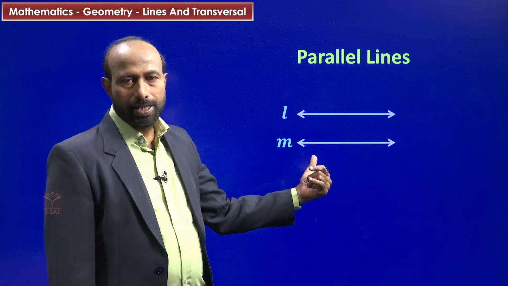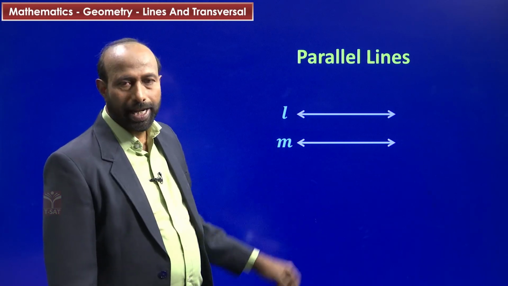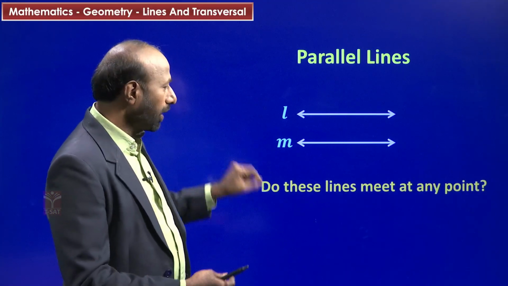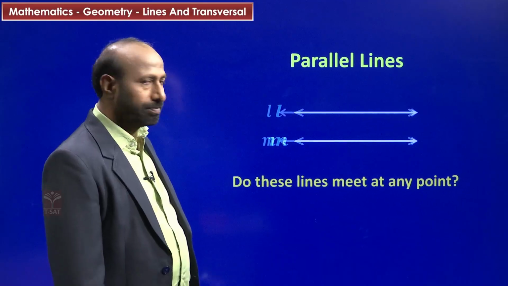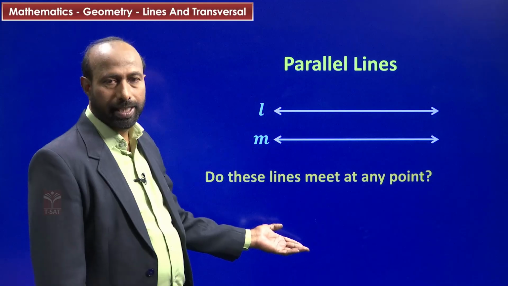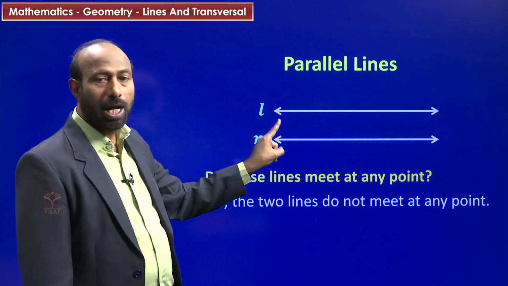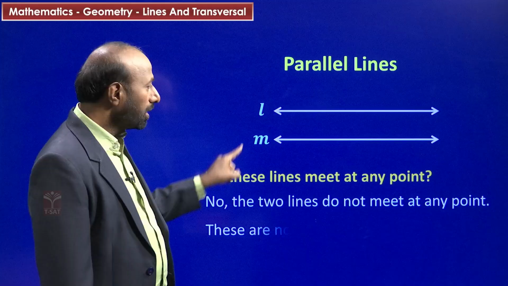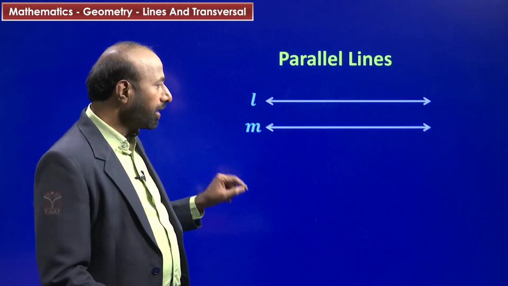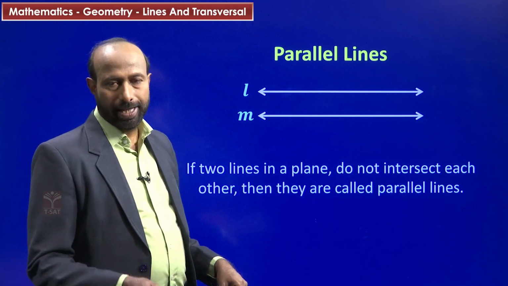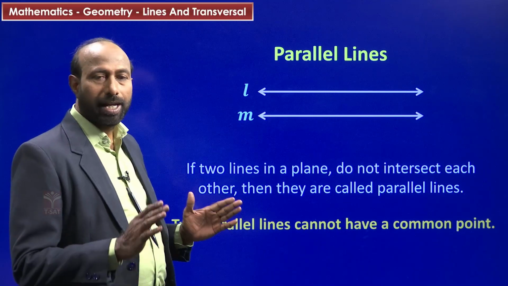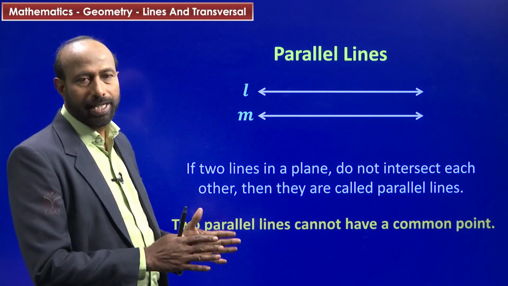Okay. Next, parallel lines. Look at these lines. Here we have two lines, L and M. Are these two lines intersecting? Let us expand these two lines. These two lines are not intersecting because there is no common point for the two lines. In this way, the lines which are not intersecting are called parallel lines. Two parallel lines cannot have a common point because they are not intersecting each other.